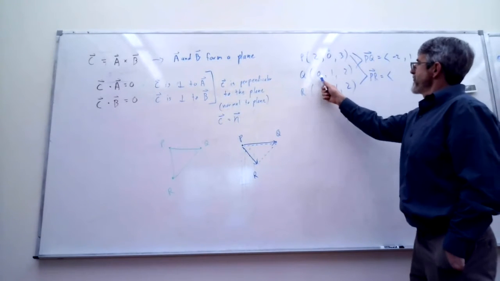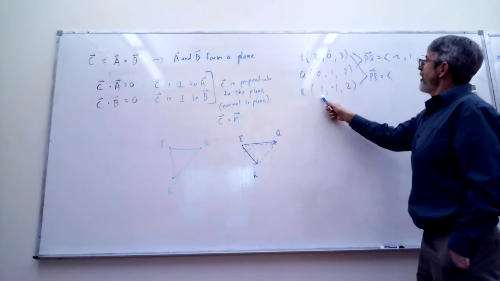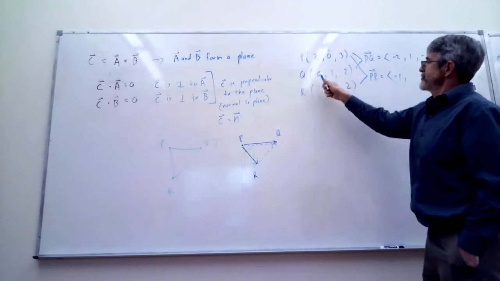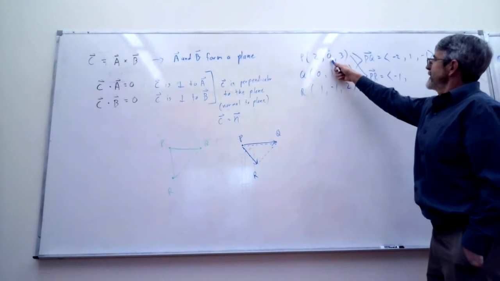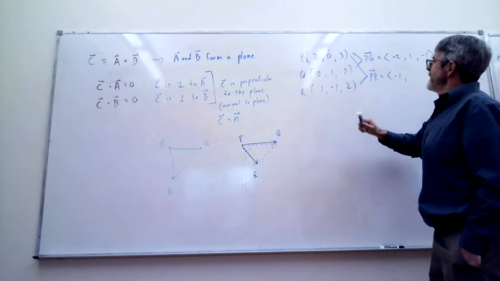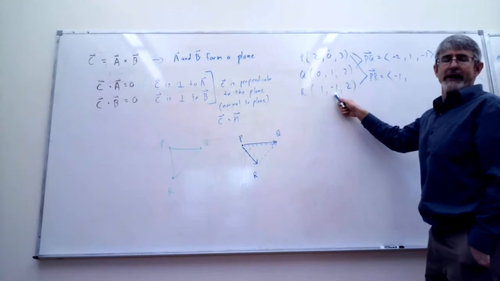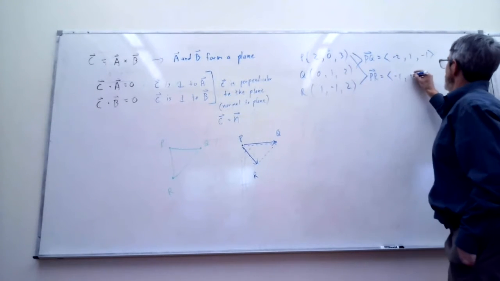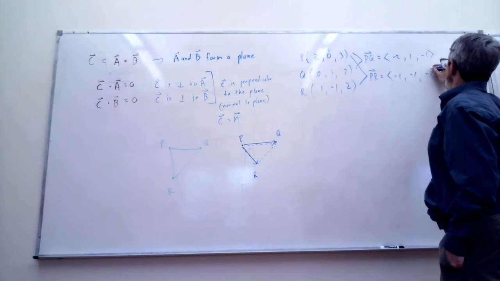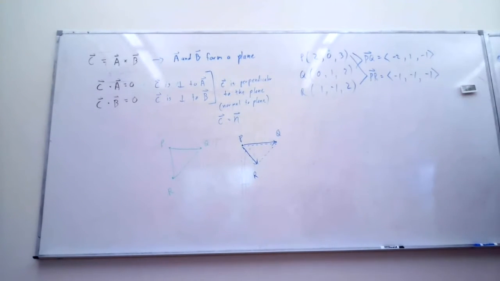To get from P to R, I had to go down 1 in the x direction, 1 minus 2. I have to go down 1. And then to get from 0 to -1, I go down 1. That's -1 minus 0. And to get from 3 to 2, I also have to go down 1. So that's -1, -1, -1.